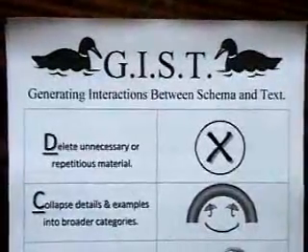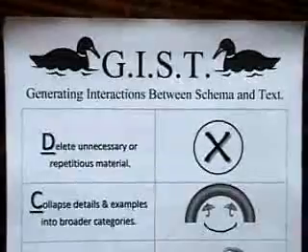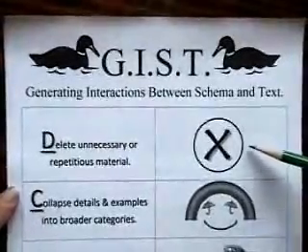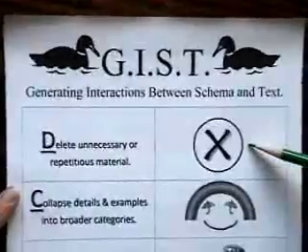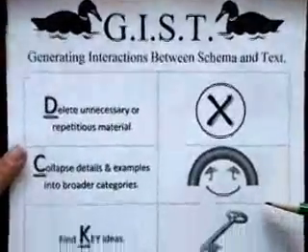All right, let's review. GIST stands for Generating Interactions Between Schema and Text. We're going to practice using the 4 steps of GIST. Delete unnecessary or repetitious material. Collapse details and examples into broader categories.